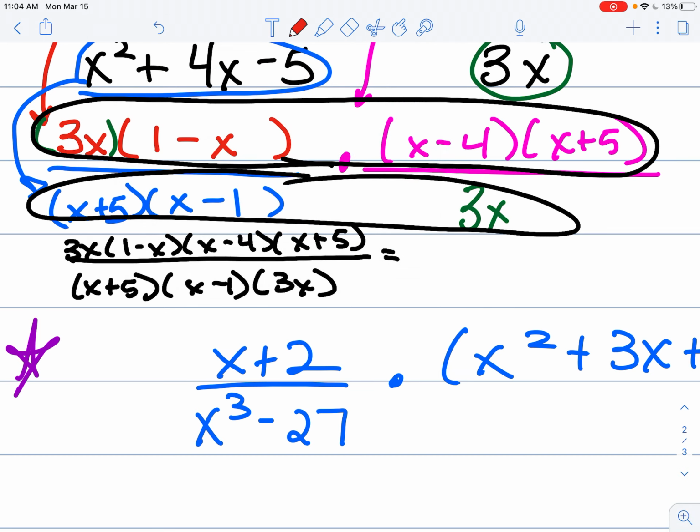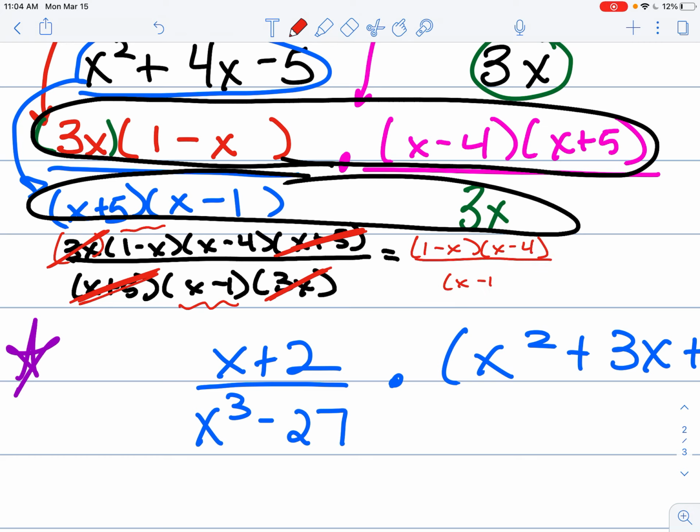So let's try this. We know 3x and 3x are gone. They're canceled. Perfect. I see an x plus 5 and an x plus 5. Those are canceled as well. Now, I do see something here that is really interesting. This is a 1 minus x, and this is an x minus 1. So they're super close, but not exactly there. So I'm just going to rewrite this. This is what's left.